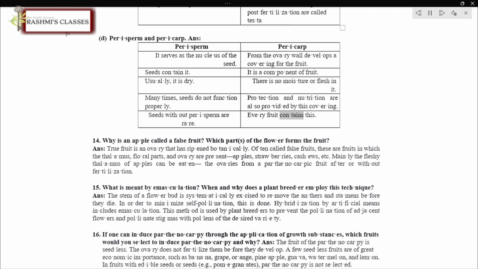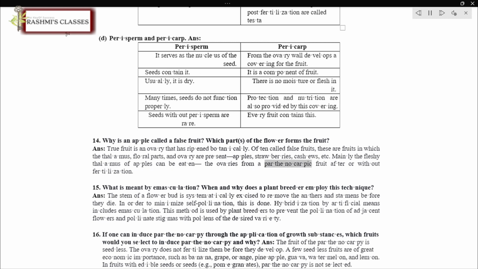Every fruit contains the pericarp. Why is an apple called a false fruit? Which part of the flower forms the fruit? Ans. A true fruit is an ovary that has ripened botanically. Often called false fruits, these are fruits in which the thalamus, floral parts, and ovary are present: apples, strawberries, cashews, etc. Mainly the fleshy thalamus of apples can be eaten.